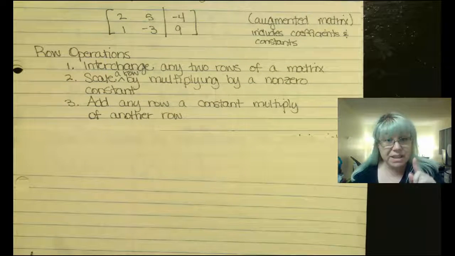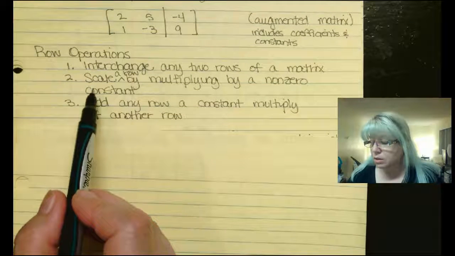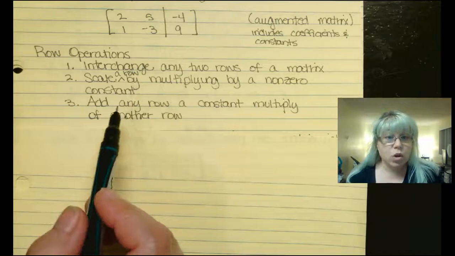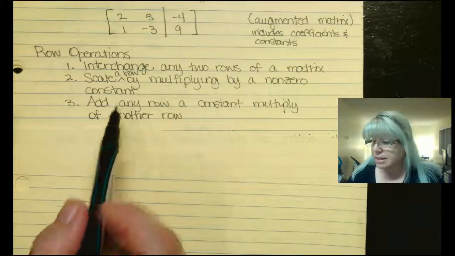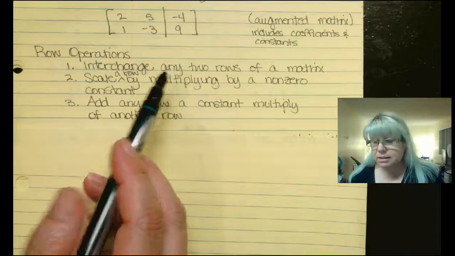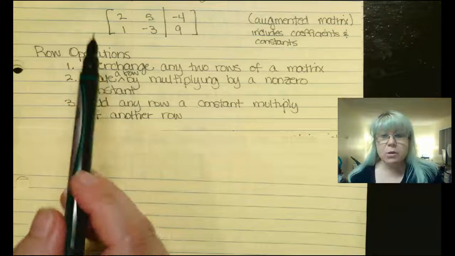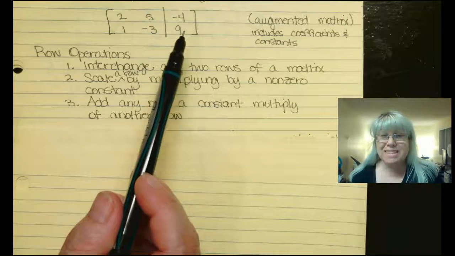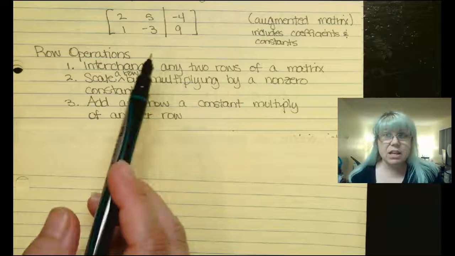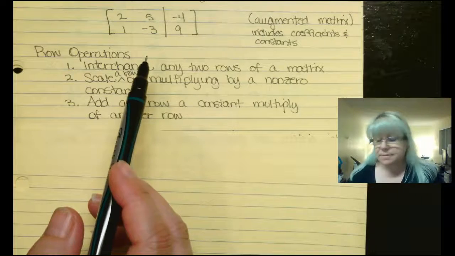We can swap, interchange. The second is we can scale a row by multiplying it by a nonzero constant. It means I can take the first row, multiply it by 2, right? We can do that. As long as I multiply each element of that row by the same amount, it's called scaling, and it doesn't affect the ultimate solution set.